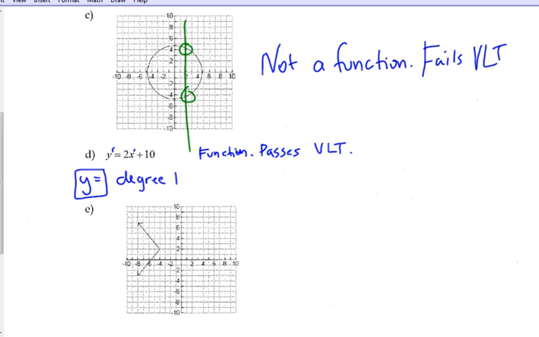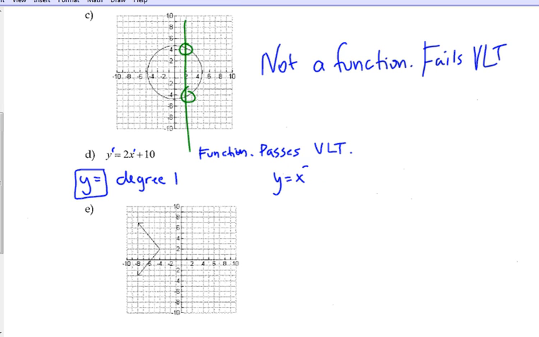And all lines are functions, as long as they're not vertical. Not necessarily for every equation, so we'd have to rearrange the formula for y equals and try to graph it. So if you have y squared equals 10, that's not a function, because y is degree 2.